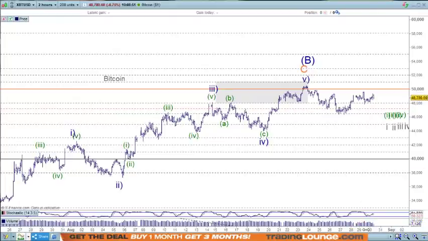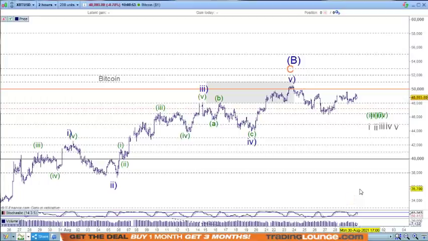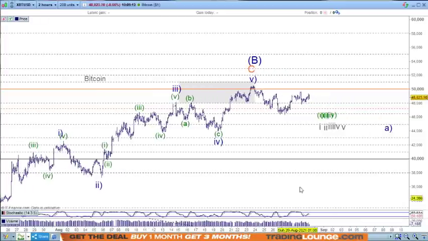So I want to go over what we've already been looking at, and certain levels have been breached. So we need to discuss those and we need to look at what's next. In a bit of a nutshell, we're looking for wave 1 and 2 and 3 and 4 and 5 for wave C here of B, and then heading down for wave C.